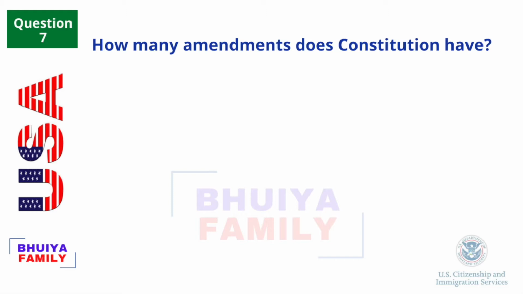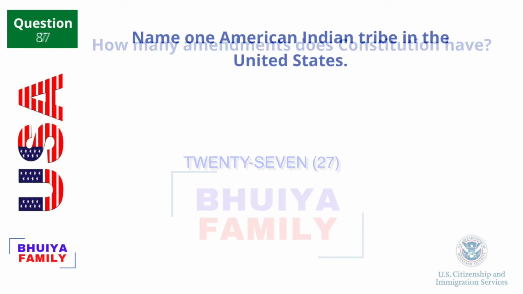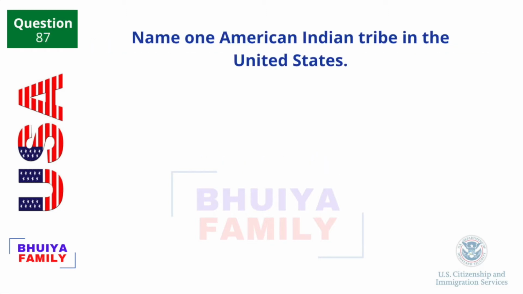How many amendments does the Constitution have? Twenty-seven. Name one American Indian tribe in the United States. Cherokee.